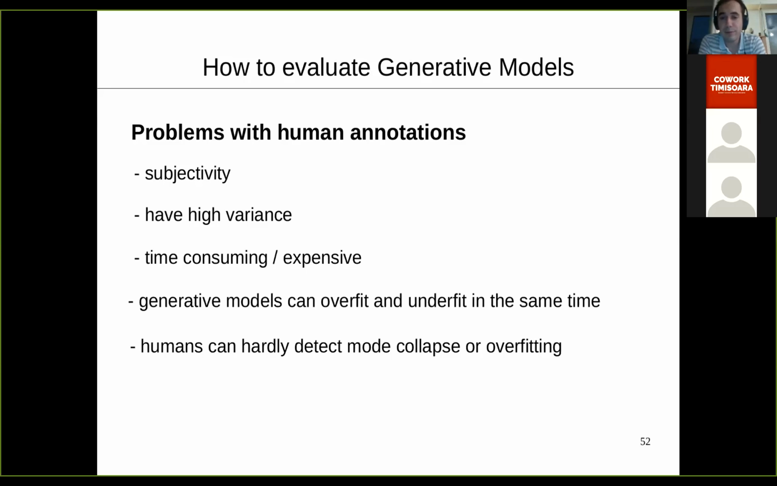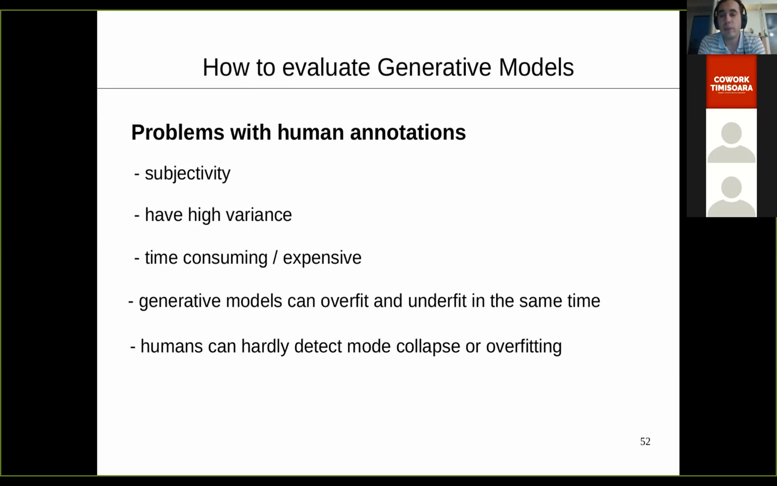Then there is the problem of overfitting. Generative models can overfit and underfit at the same time. What does this mean? Overfitting is memorizing some images seen during training. And this is very hard for a person to realize, because if I look at 1,000 images, how can I know that a particular cat appeared 30 times and is also in the training set? It's very hard to know. And underfitting means that it doesn't generalize to new data. This is also very hard for humans to realize.